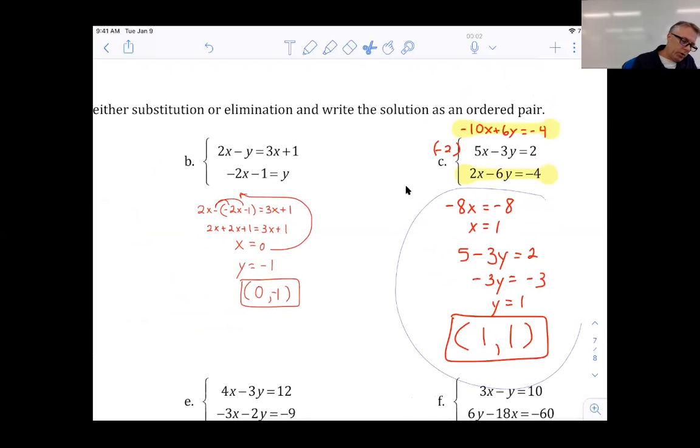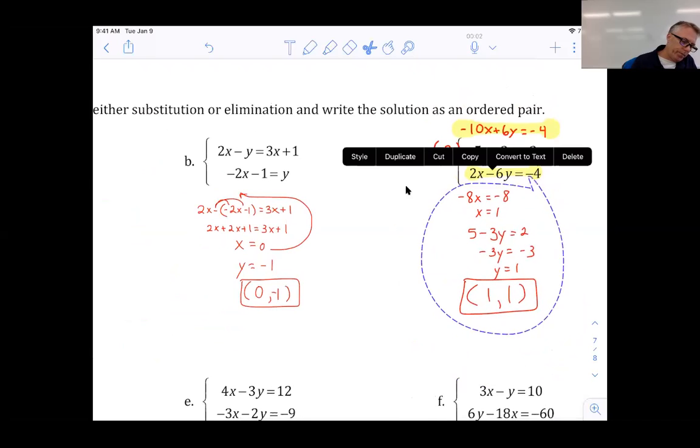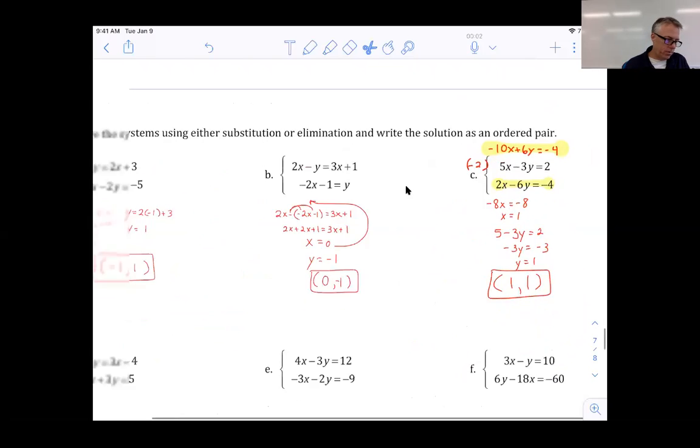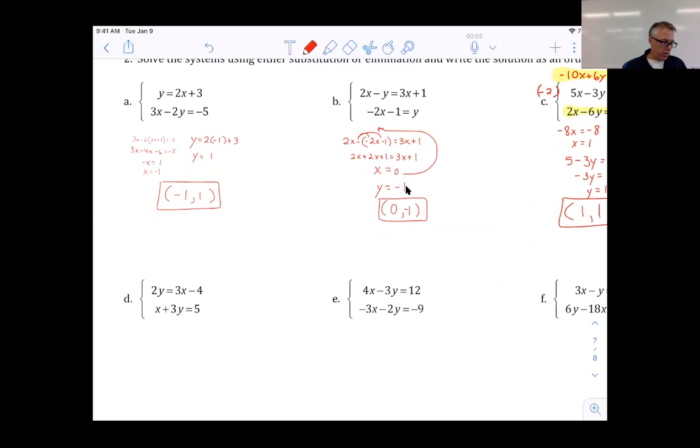So my solution, my ordered pair, comes out to be 1, 1. Now looking at D, I could use a substitution. I could use elimination. It's not really set up particularly nice for either one.